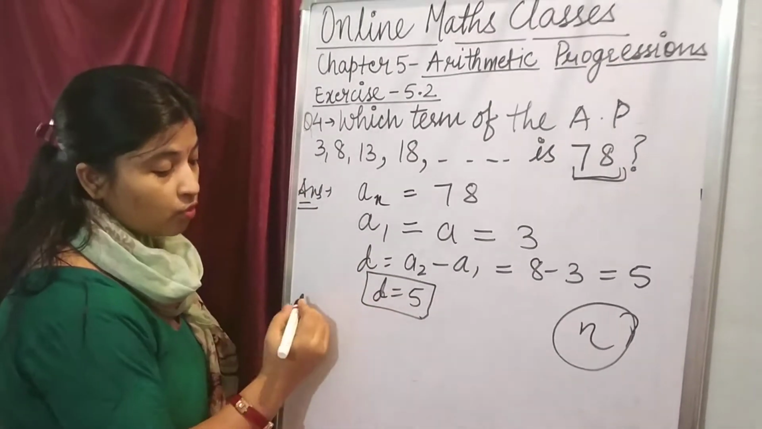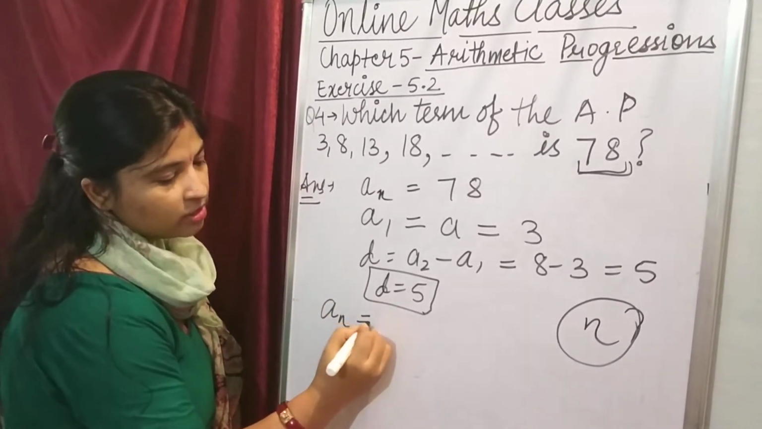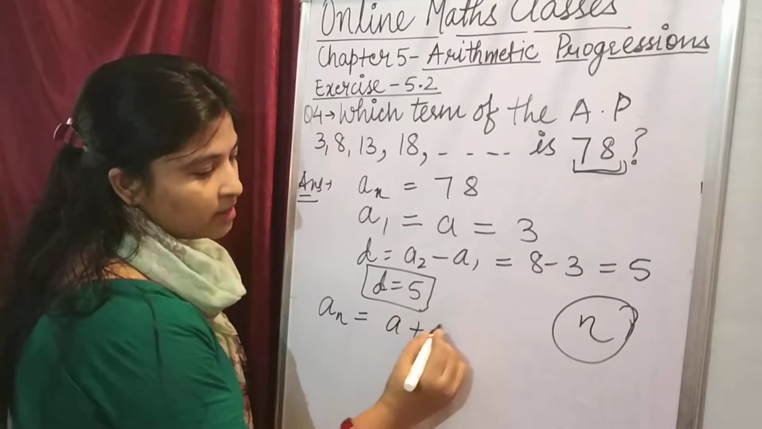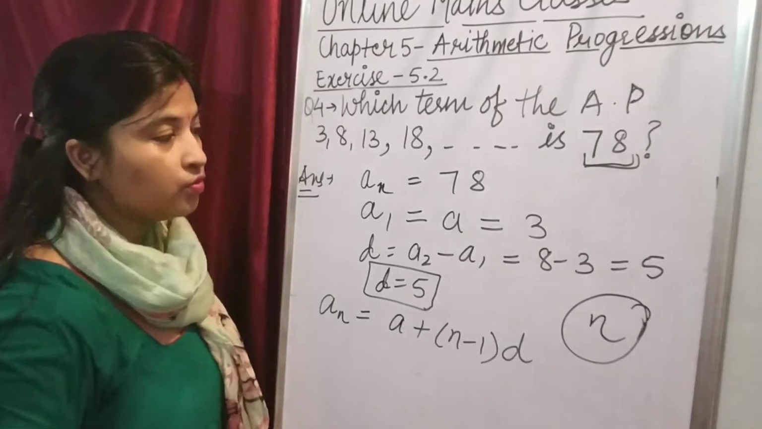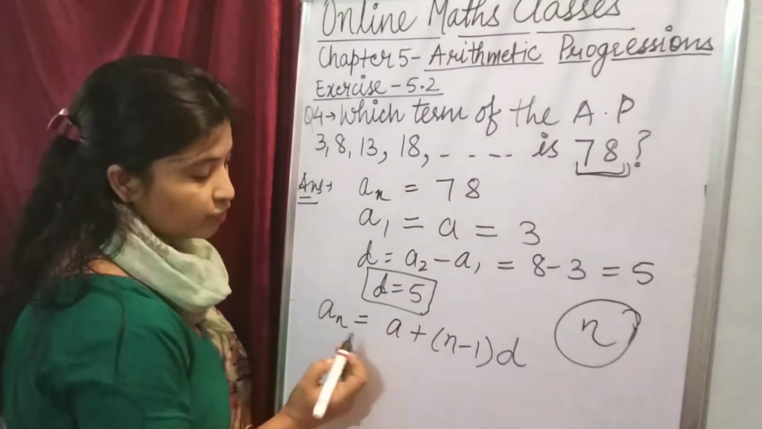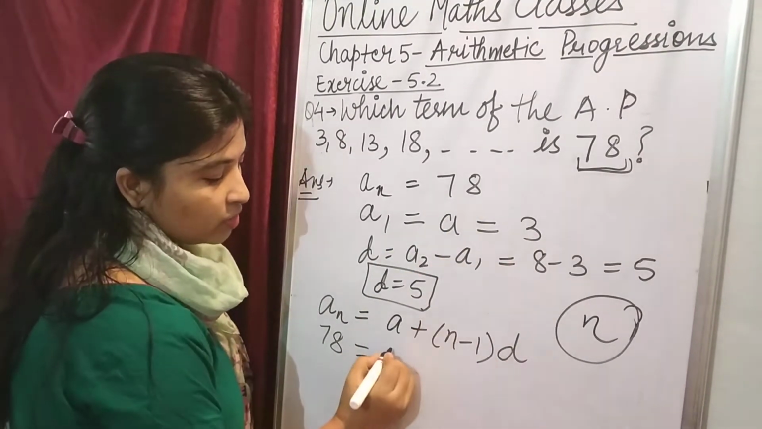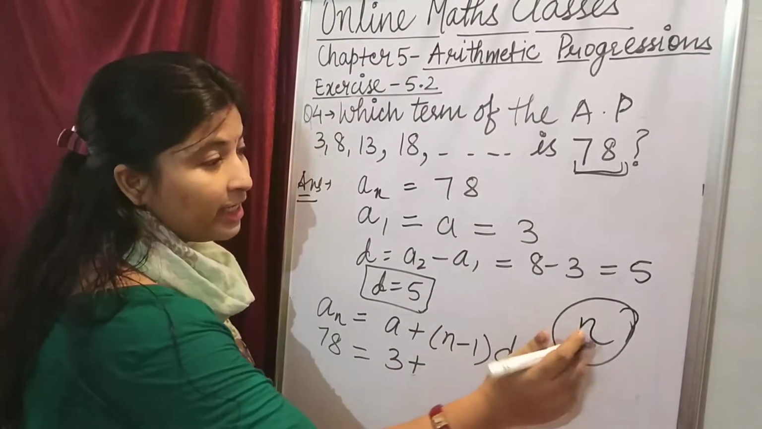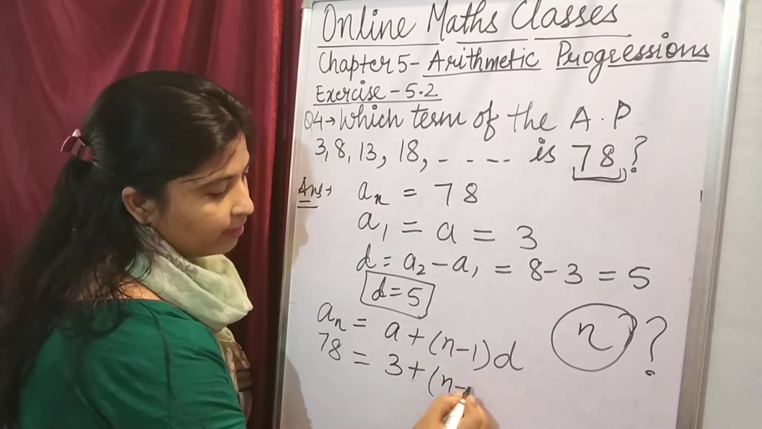So I think you know by the formula how to find the nth term of any AP. The nth term of any AP is A plus (N minus 1) into D. So the whole formula you know, and some values also you know. The value of AN is already given to you, that is 78. What is the value of A? A is 3. I have to find N. This is your question actually.